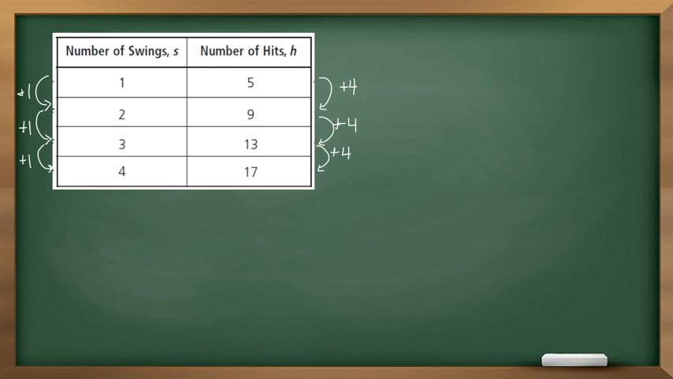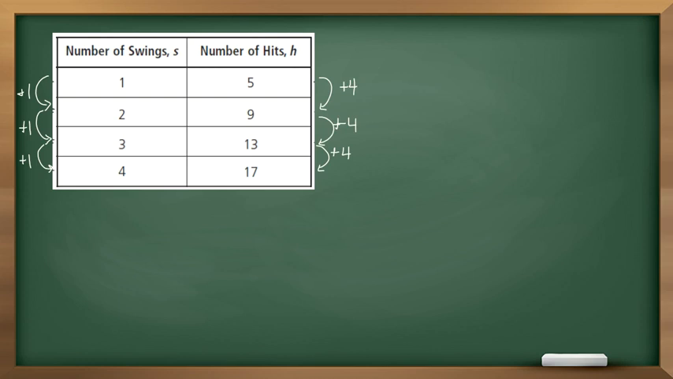So if we're looking at that, the first one is 1, so 4 times 1 is 4, but the number of hits is supposed to be 5. So we're like, oh, well, if we're at 4 and we want to get to 5, we need to add 1. So let's try and see if that works for the next one. So we'd go 4 times the number of swings, which is 2. So 4 times 2 is 8. And if we add 1, we get 9. And that seems to work.